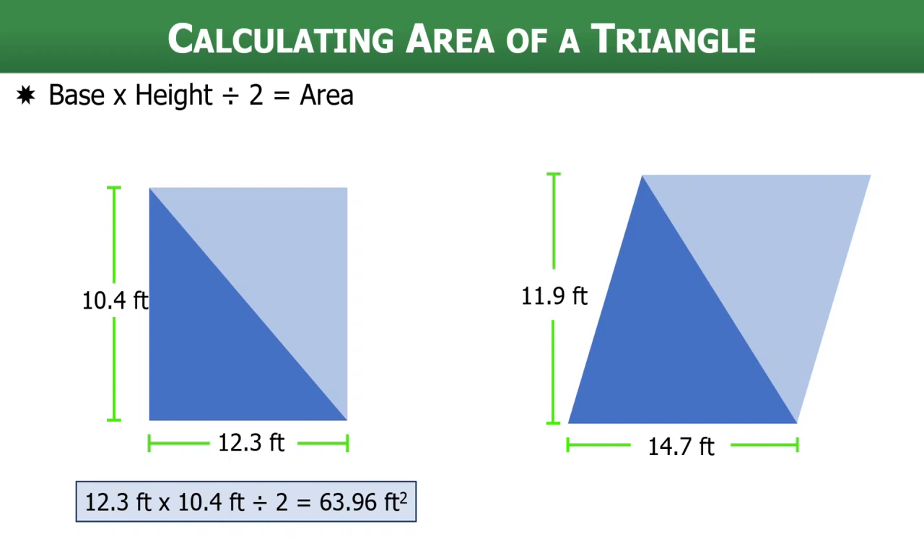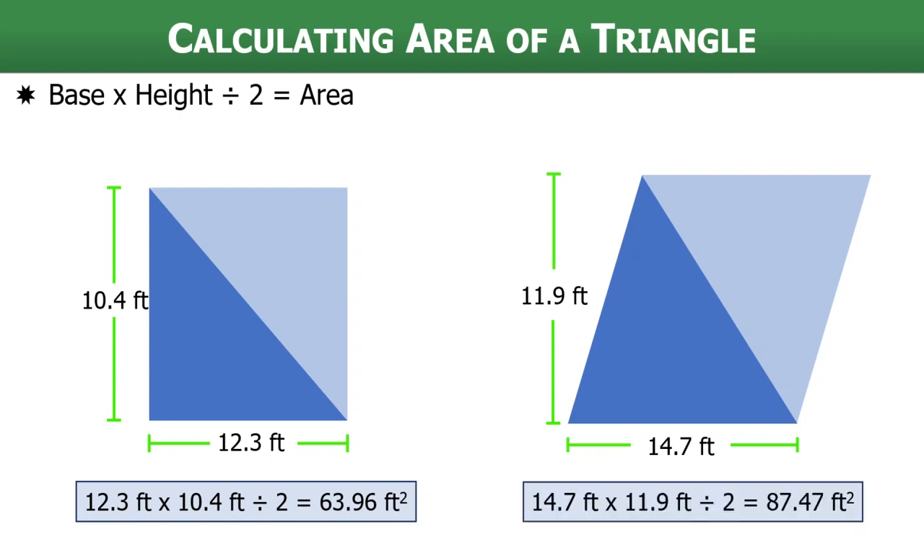Now with the parallelogram, we take the 14.7 foot, that's the dimension of the base, and we don't take the side of the parallelogram. We're not interested in the length of the side. We want to know the height, and that goes from the base to the point of the triangle in a vertical line. In this case, it's 11.9 feet. We multiply that 14.7 feet by 11.9 feet, divide that by 2, and we get 87.47 square feet.